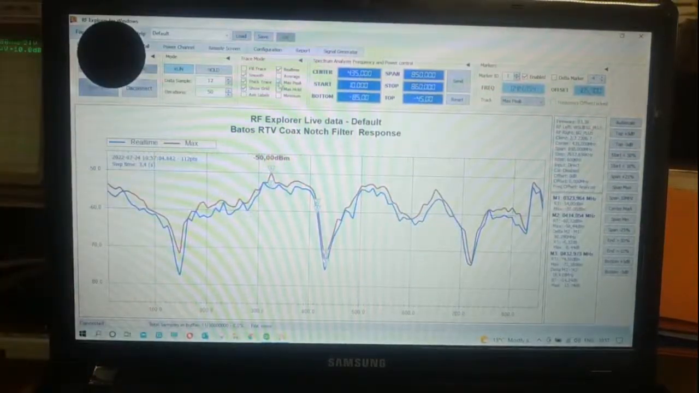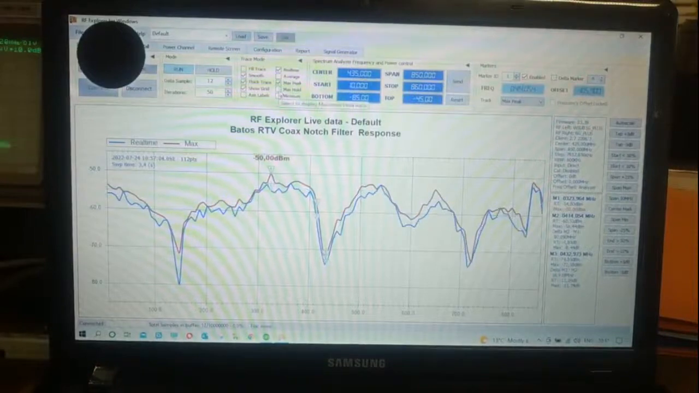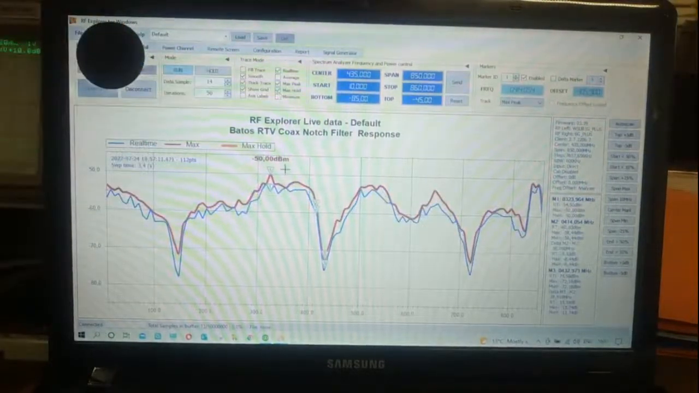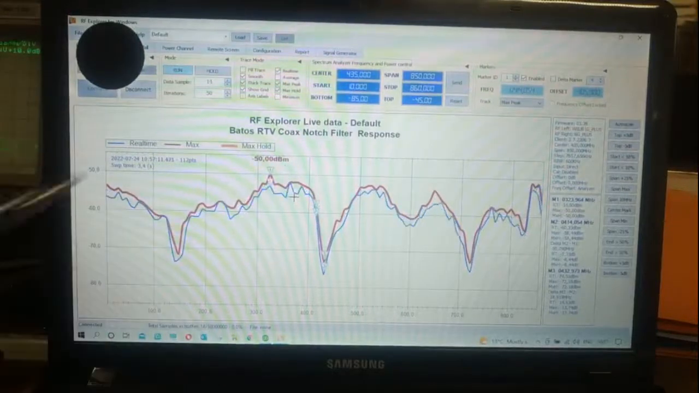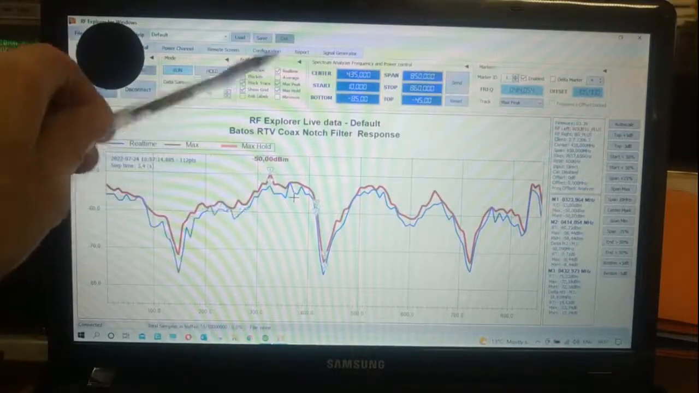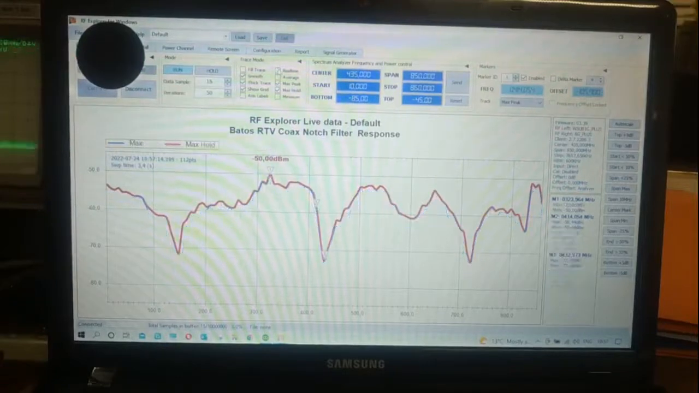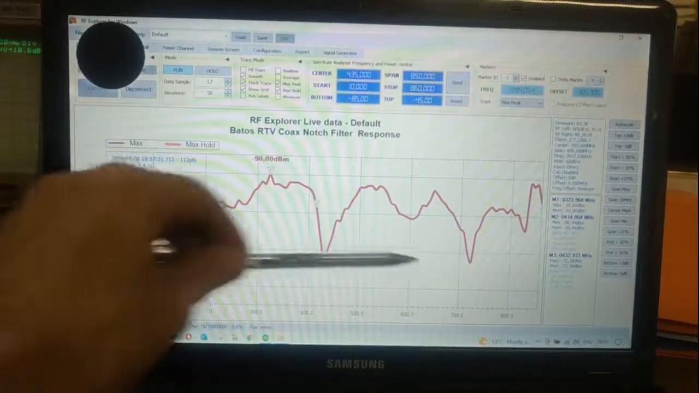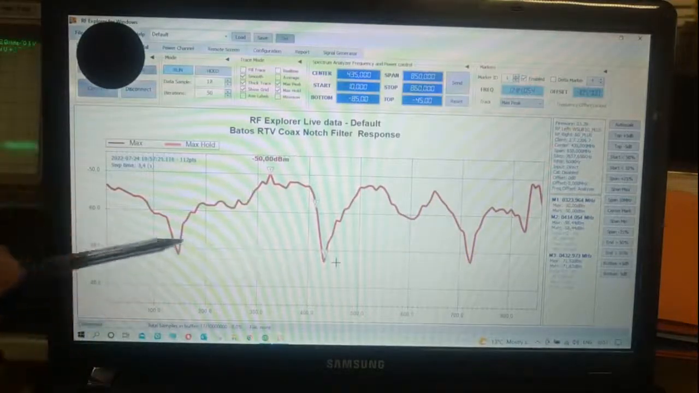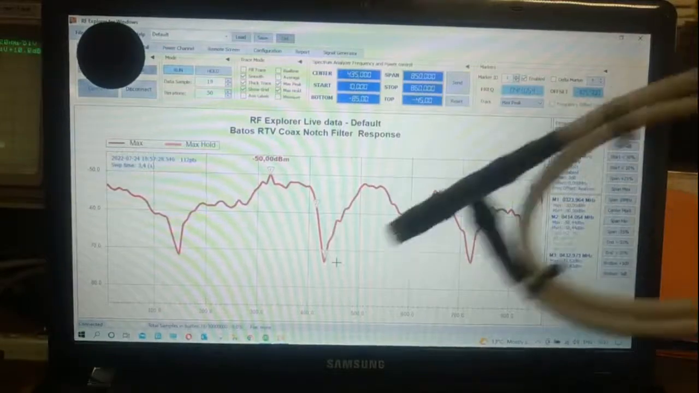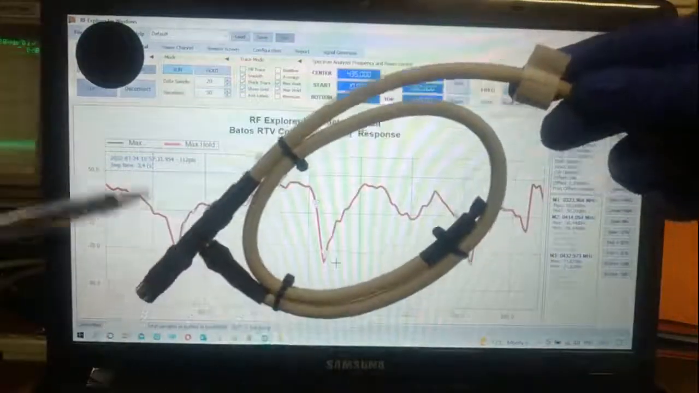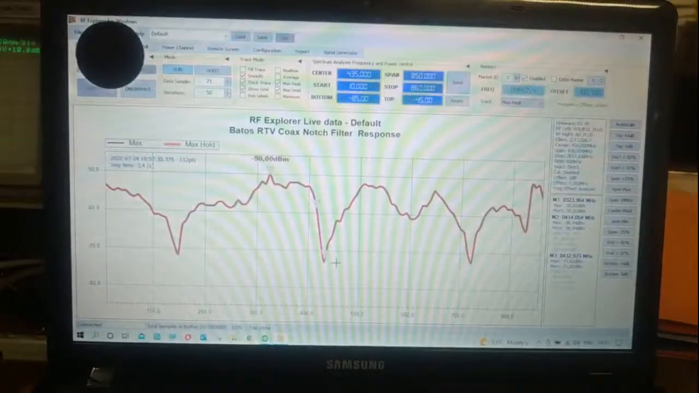Slow down, basically, and I'm going to even go to maximum hold, which is that one over there that I clicked, and I'm going to eliminate the actual blue line, which is the real time, for easier viewing. So if you look at it, now we've got 1, 2, 3 distinct peaks of the actual filter that we've been describing and demoing, which is the piece of coaxial cable.